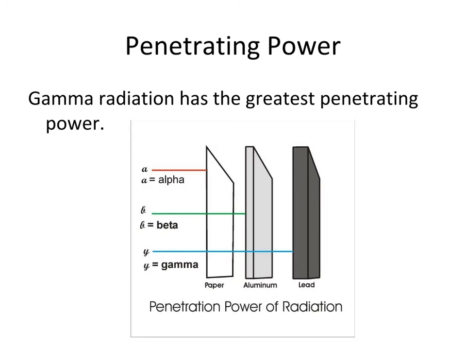Gamma rays have the highest penetrating power of all these types of radiation we've talked about.